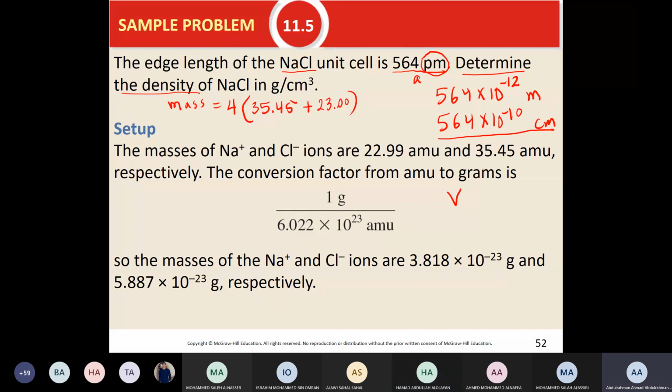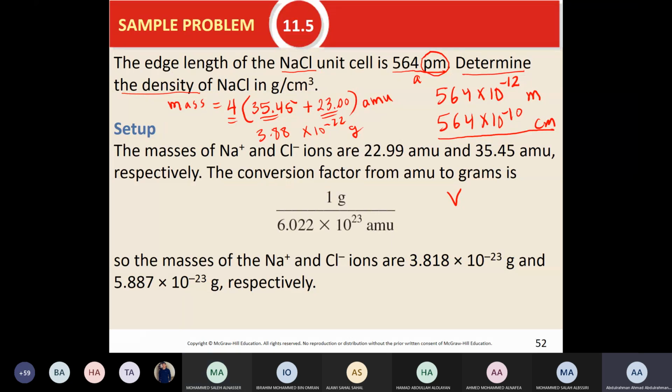Find the mass. How can you find the mass? It's 4 times the mass of chlorine plus sodium, all of this in AMU, divided by Avogadro's number. 3.88 multiplied by 10 to the power of minus 22.